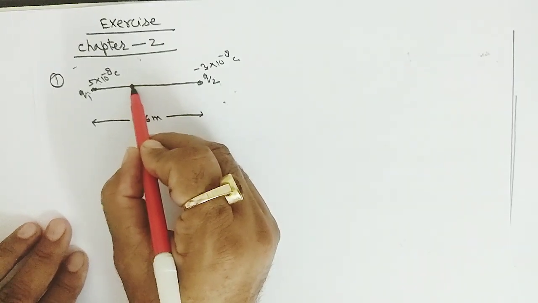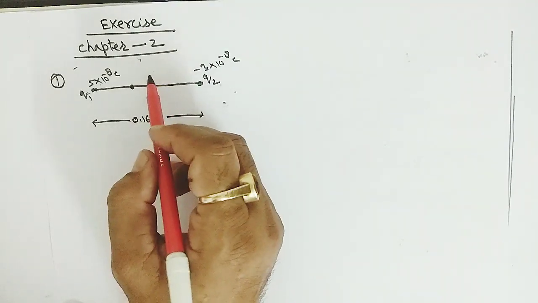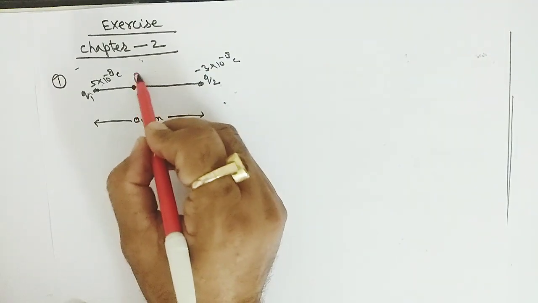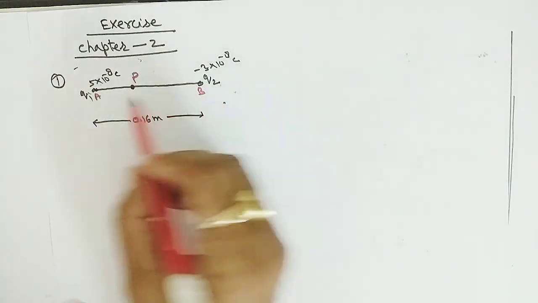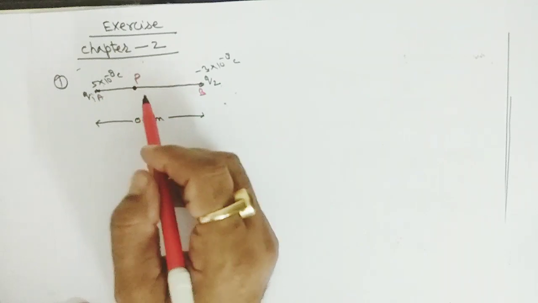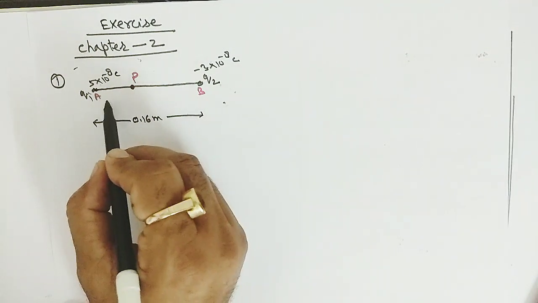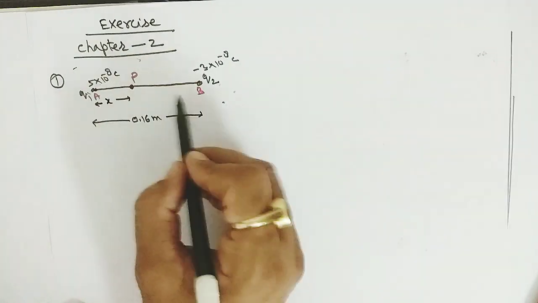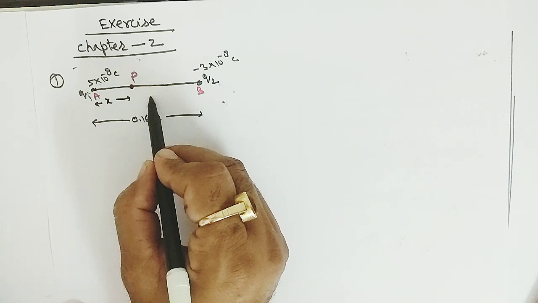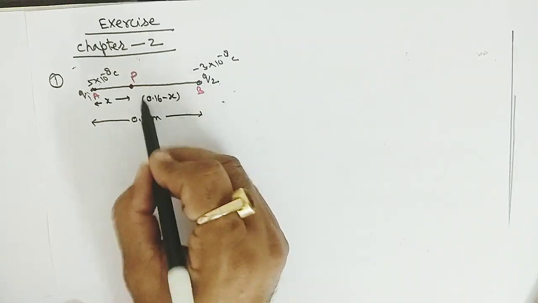So I'm taking a point between the line joining these two charges. Say this point is P. This is point A, this is point B, and P is in between. Suppose this distance is x. I am taking this distance x. So what will be this distance? This is the distance 0.16 minus x, the distance between P and B.